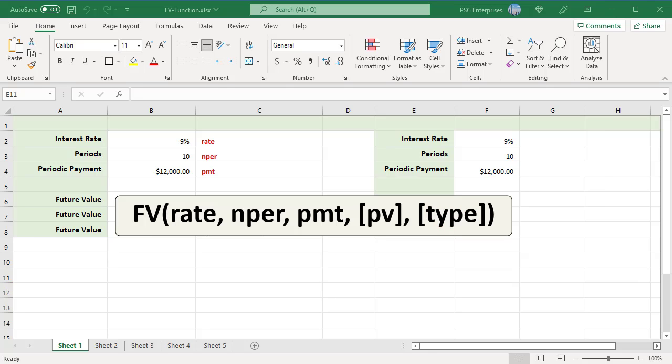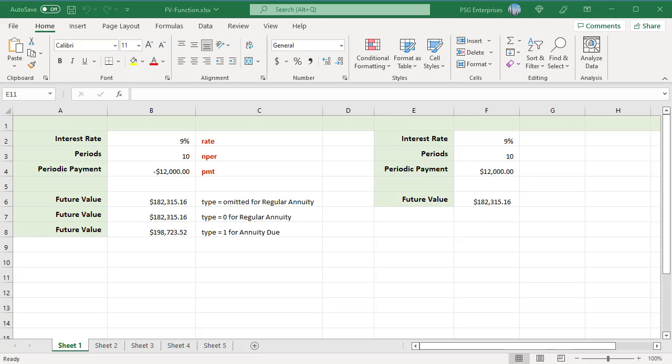Make sure that you are consistent about the units you use for specifying rate and Nper. The rate argument can be expressed as a percentage or decimal number, for example 9% or 0.09. In this example, a payment of 12,000 is made each year for 10 years with an interest rate of 9%. PMT is a negative number since this money is paid out. Use this formula to calculate the future value.